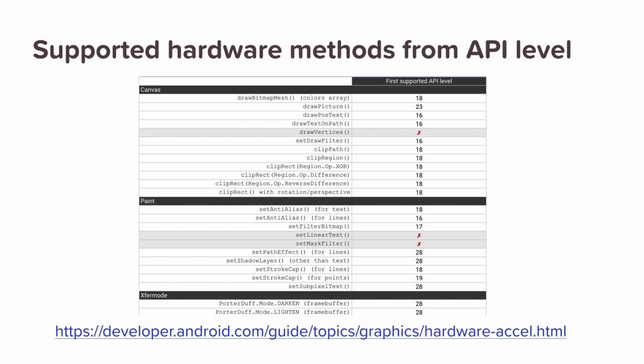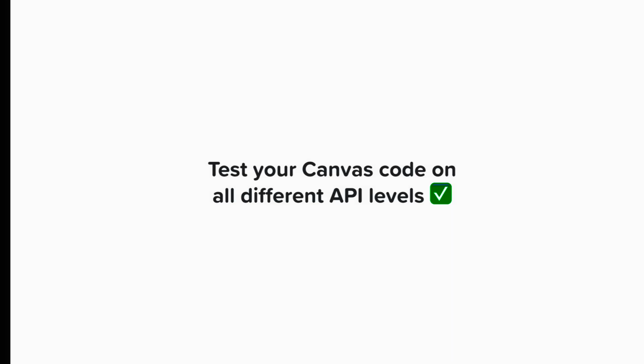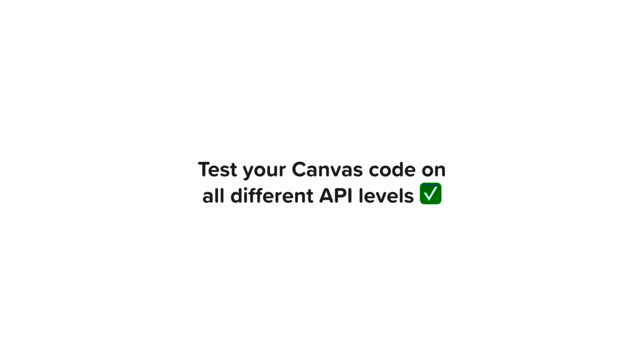And it also shows when they are hardware accelerated or when they're not, and stuff like that. So if something's not working and you don't know why, maybe go check out this link and it'll explain a little bit more about the things you're seeing. Okay, so the main tip is to test your canvas code on different API levels.